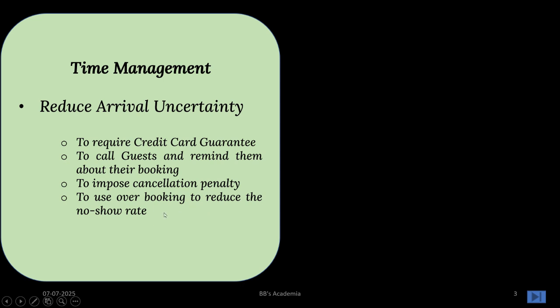And this is totally based on your history. If you look back at the history for the past 1 week, 1 month, you can see on which day the guests are coming more or cancelling more. Accordingly, if you see that your average cancellation is 10%, then you can book an extra 10% to overcome that cancellation at the last moment. You got my point? So use overbooking to reduce the no-show rate. This is one way you can reduce the arrival uncertainty.